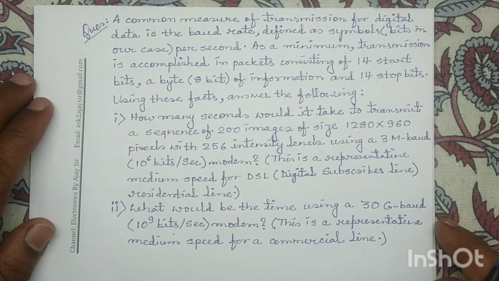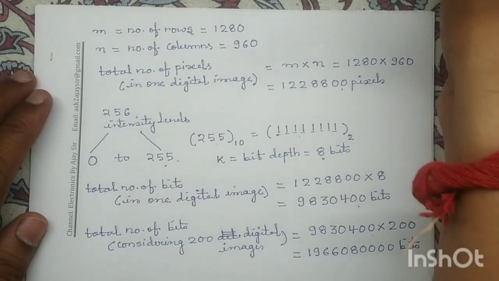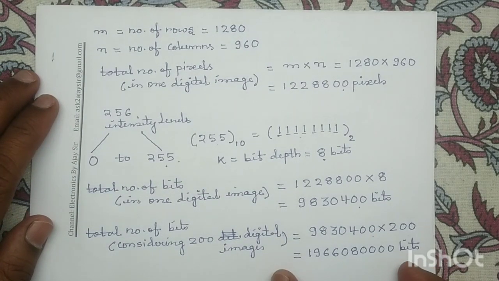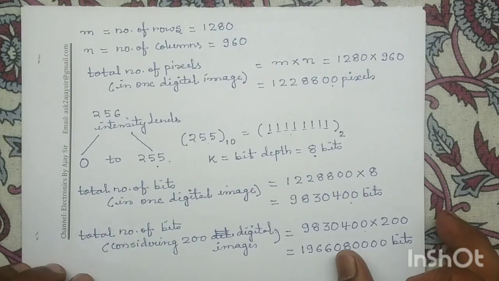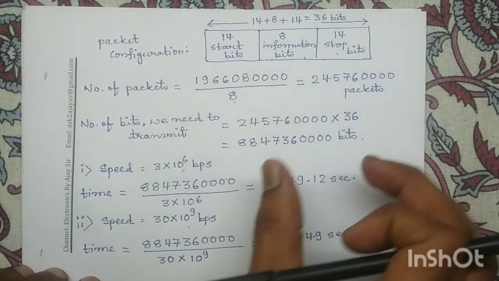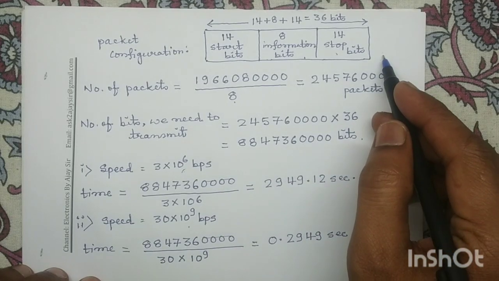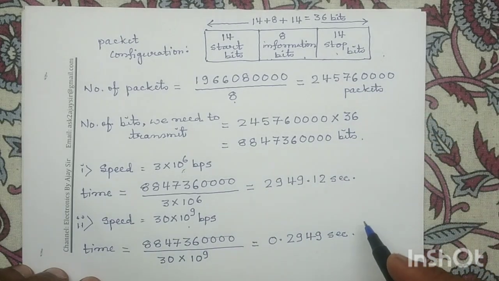So for this given question, we have determined the total number of information bits. We have also determined the total number of transmitted bits as per the given packet configuration, and finally we have determined the transmission time also. And with this, the question is over.